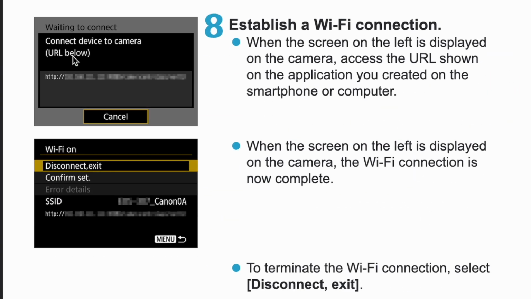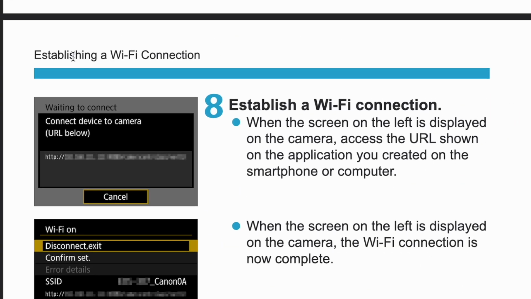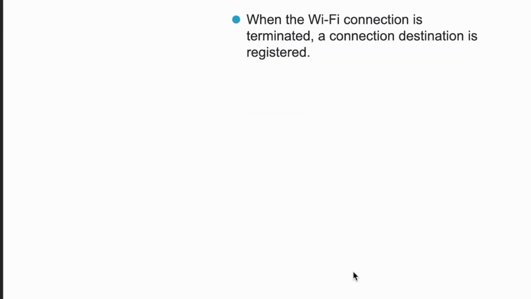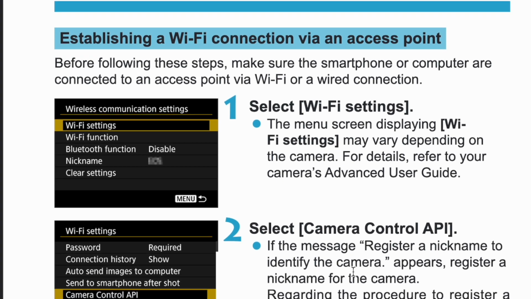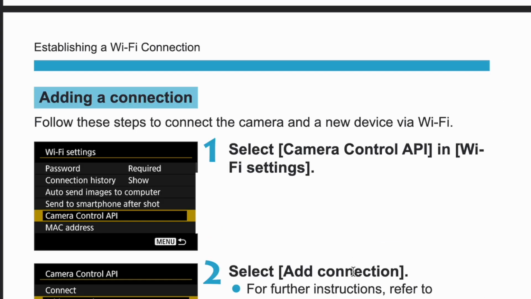Just follow the instructions here in the Canon Control API documentation. I'll put a link to this in the description as well. And once you establish a Wi-Fi connection, you will be assigned a URL. It's basically just an IP address for the camera. And then you'll be able to use a lot of the APIs that are available. It's just basically HTTP requests, and that's all you're really going to do.